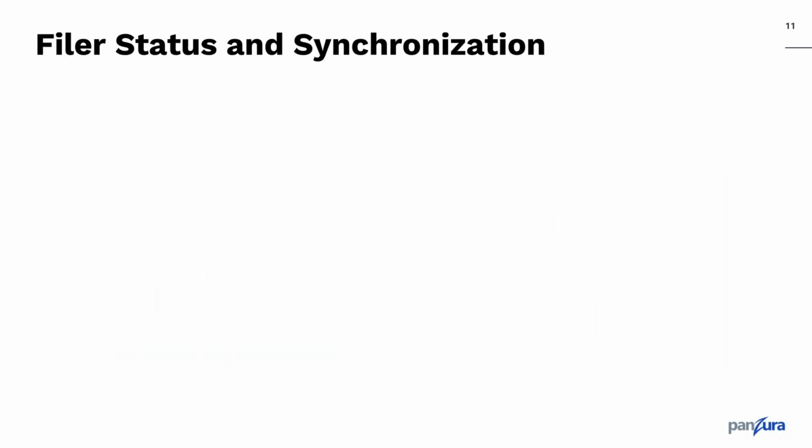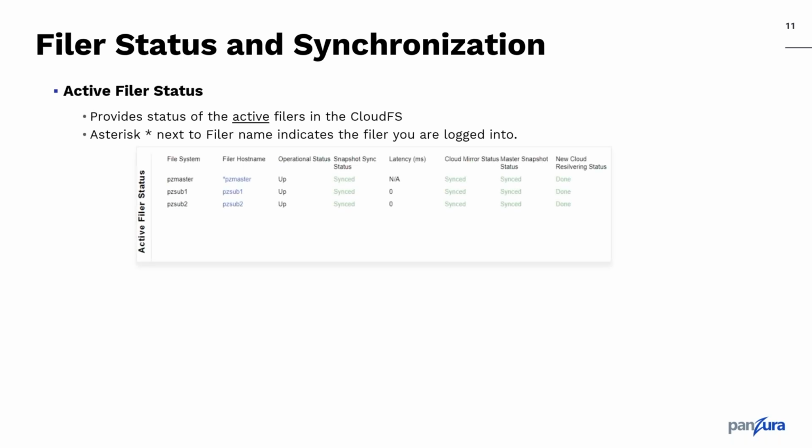The next thing we talk about after networking and cloud interfaces is our overall CloudFS synchronization and status. Now this starts out with the active filer status. The active filer status is only going to list the active filers. And if we look at the example here, we notice that it has the file system name for each file system in the CloudFS, the filer who's hosting that specific file system. And you notice here there's an asterisk. That asterisk represents the filer that you're currently logged in on. And so all of the perspective on this active filer status is from that host's perspective.